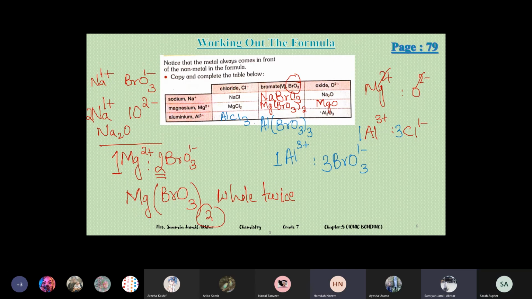Now you know how to draw the ionic compound also and how to make the formula also. So this chapter is almost finished. We will study the properties which are on the next page. The properties of ionic compounds is the last topic. And after that, from next week, we'll start covalent compounds, the next type of compounds.